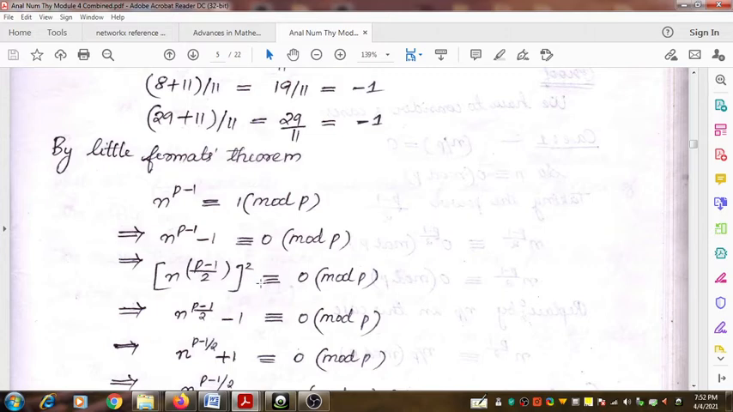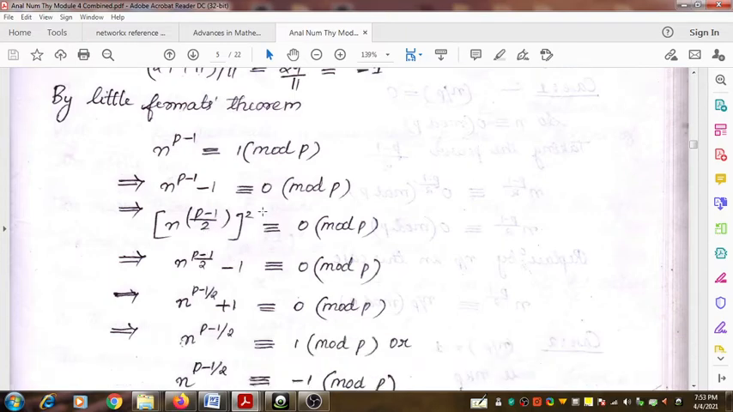Then here, the first term is n raised to p minus 1, that can be written as n raised to p minus 1 divided by 2, the whole square, and minus 1, that 1 can be written as 1 square. Okay, then we have the left hand side expression of the congruence as a square minus b square, in the form a square minus b square.